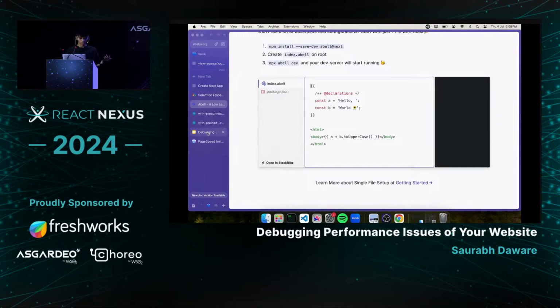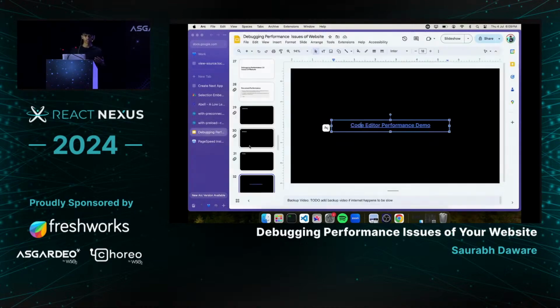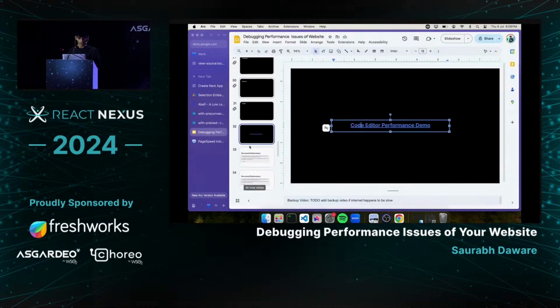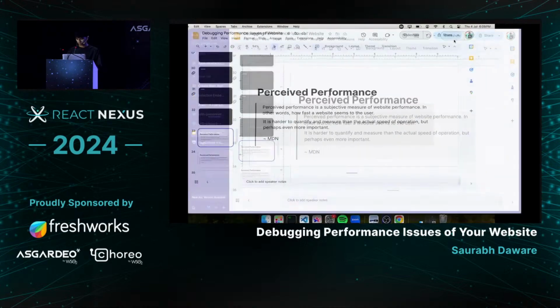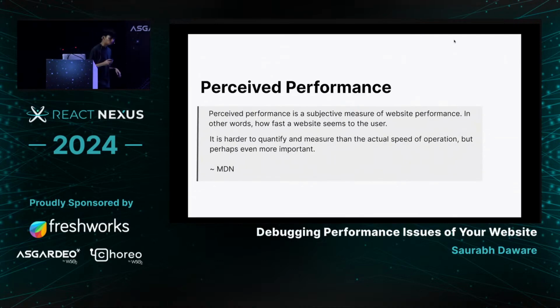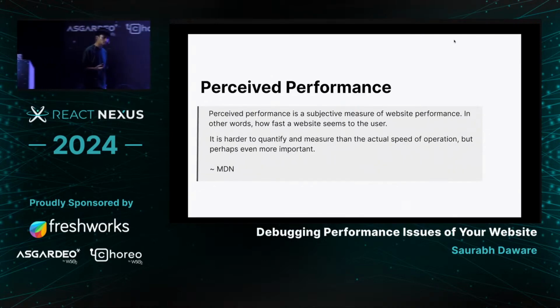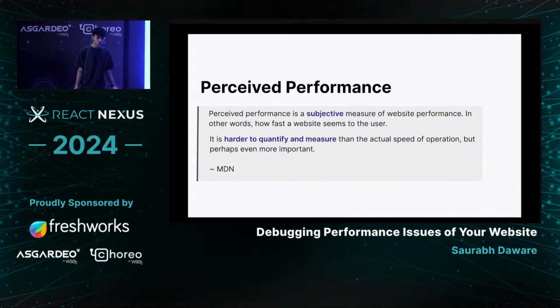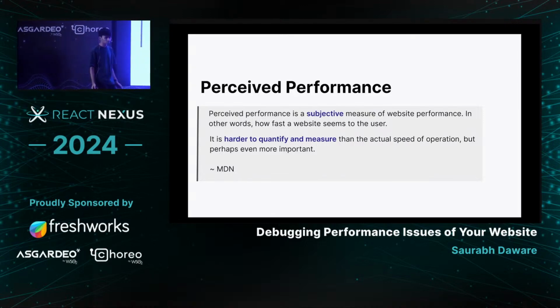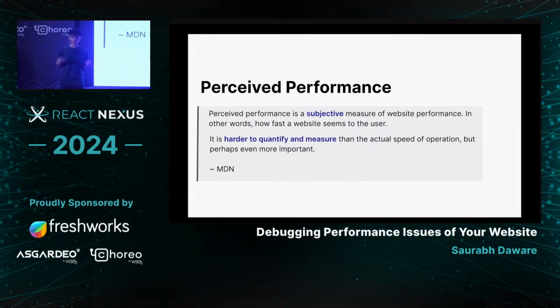So it's not just about the loading experience, it's about the experience in general when people are interacting with things. I showed this definition of perceived performance. There are some issues. One thing is perceived performance is subjective. So there's no objective way to measure and score it. It's also harder to quantify and measure. So there's no tool that just measures perceived performance as such.